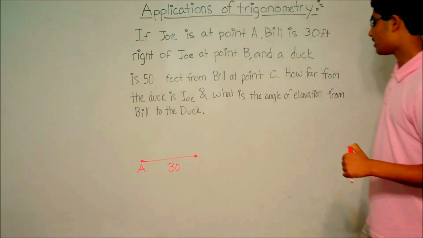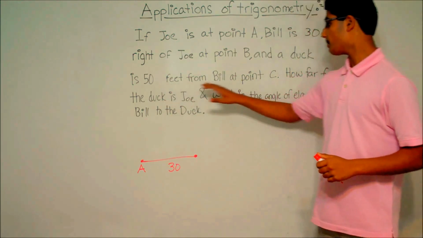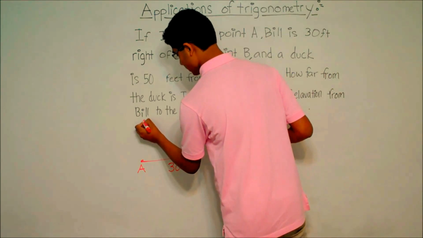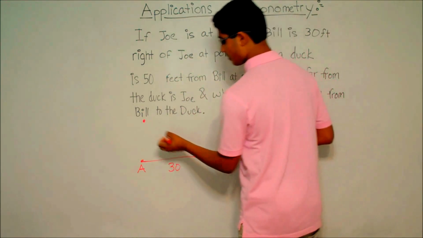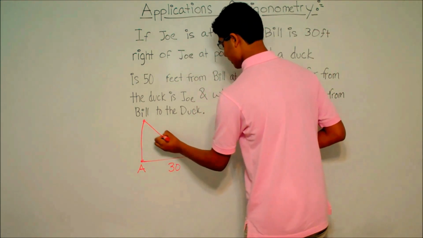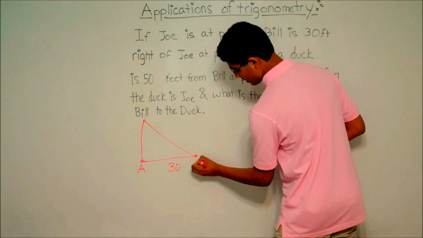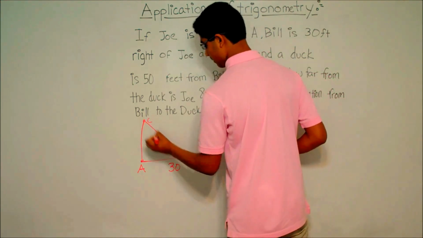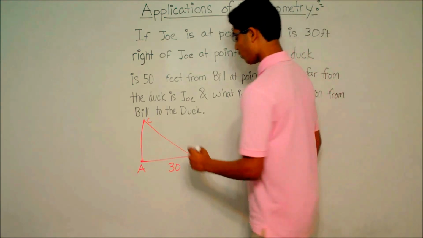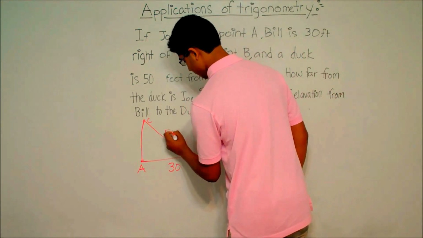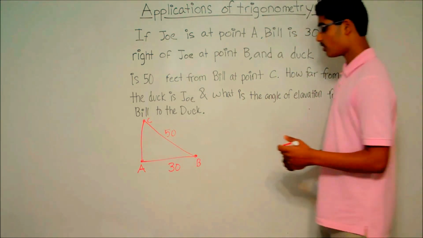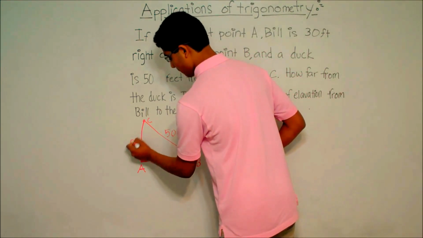Now we also know that a duck is 50 feet from Bill at point C. So point C we're going to say is in here because we want a right angled triangle. So the duck is at point C, this is B, and this is C. And we're given that it's 50 feet away from Bill, 50 feet. Now we need to first find how far the duck is from Joe. So we need to find this value here.